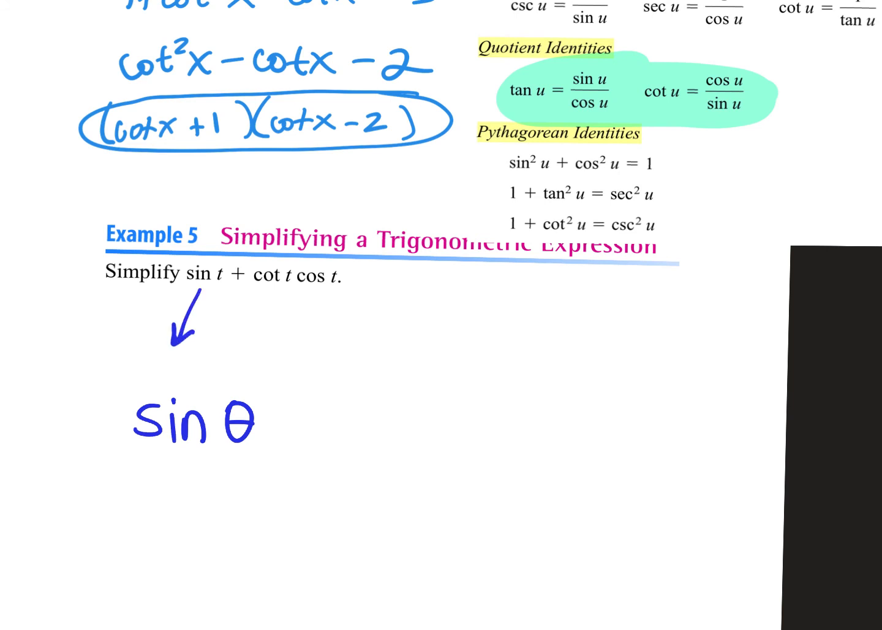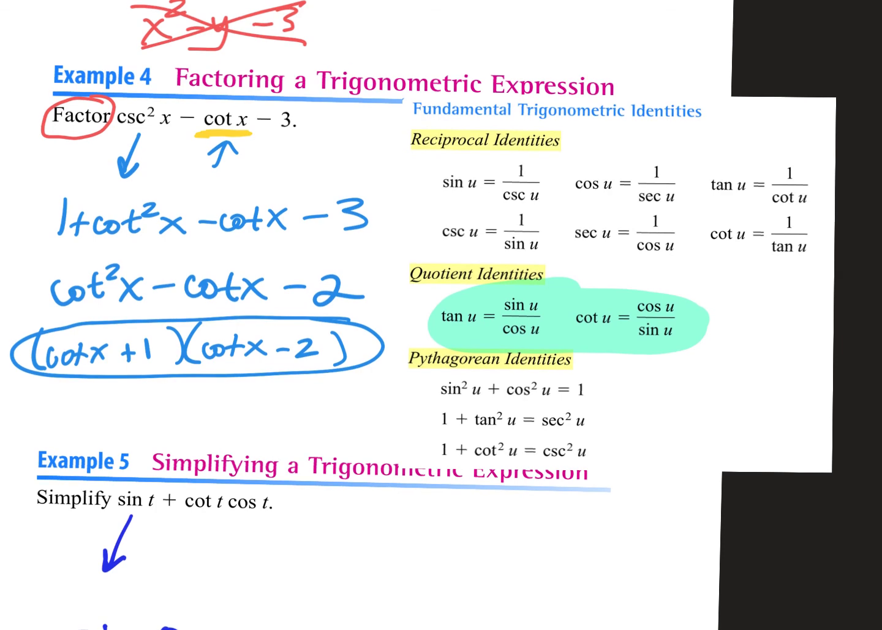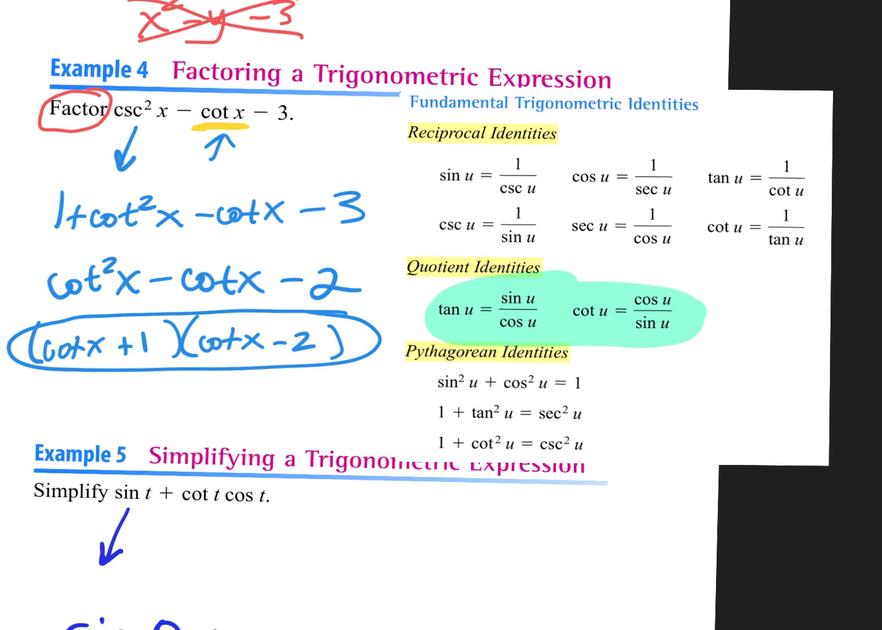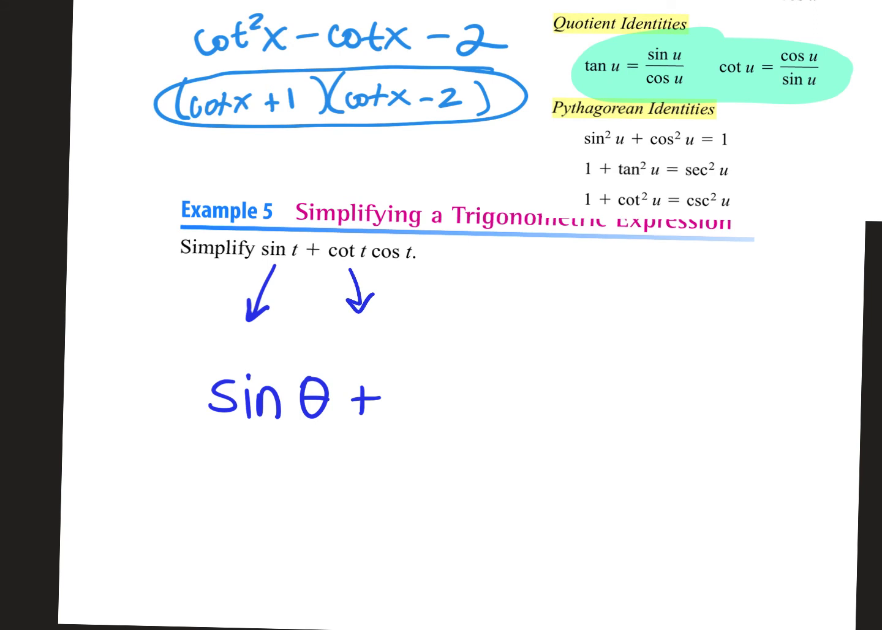What can I change cotangent into? Cotangent can turn into what? 1 over. Okay. But what's the most basic that we're trying to get to? Cosine over sine. So I'm going to change cotangent to cosine theta over sine theta, right? And that's being multiplied by what? Cosine theta. All right, remember, our two most basic trig functions are sine and cosine. If we're simplifying, you want to go to the basics.